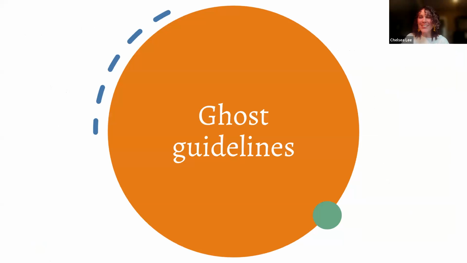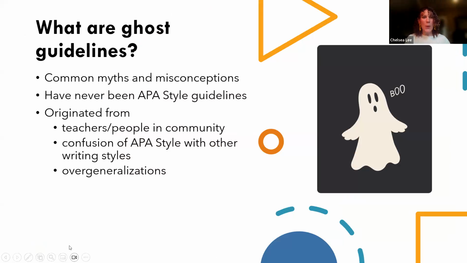So we are going to now talk about ghost guidelines. So let's begin with identifying what that means. So what we mean here are ideas that have never been APA style guidelines. And I know technically a ghost is something that used to be alive and now it's not anymore, but we're not going to worry about that. Right here, we're thinking about something that has never been, but people think that it has been. So these are common myths and misconceptions, and they come from many different places.